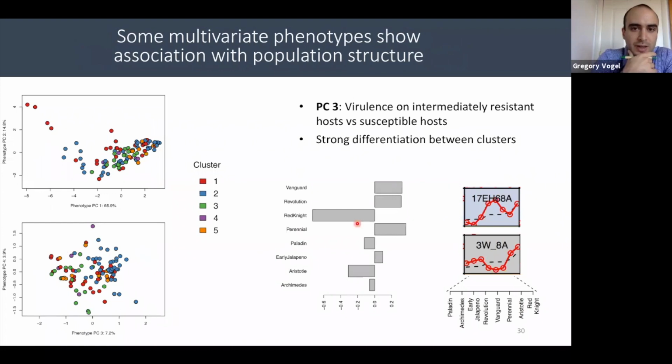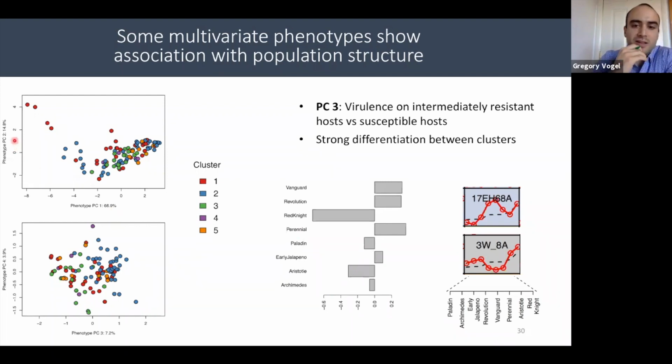We did find, though, that multivariate virulence phenotypes showed different signals of differentiation between these genetic clusters. So on the left, I'm showing a principal components analysis of the phenotypic data, colored again by the genetic cluster. I'll walk through what these different phenotypic principal components are reflecting. PC1 explains most of the variation, 67%, and that's really highly correlated with the isolate main effect, or just average virulence. And again, no differentiation between different genetic clusters.